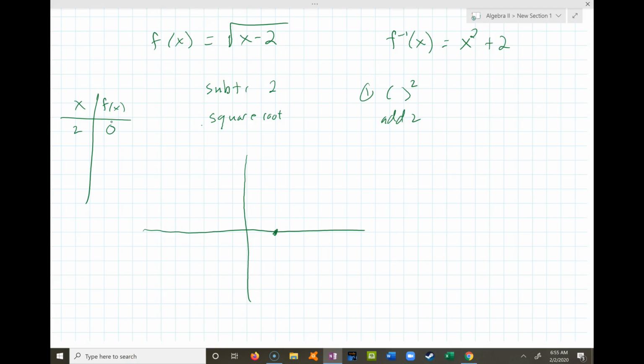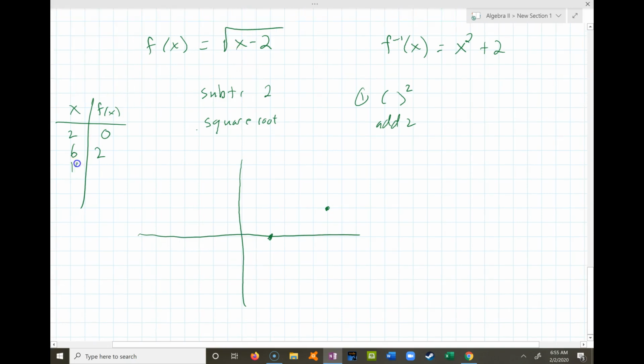And if I plug in things that I can do, like I can take the square root of 4, so I'm going to plug in 6. 6 minus 2 is 4, square root of 4 is 2. So if I go over 2, 3, 4, 5, 6, I can go up 2. And another one that's easy to see is if I plug in 11, I get 9, the square root of 9 is 3. So if I go over 11, I can go up 3. And what you see is a function that looks something like this.